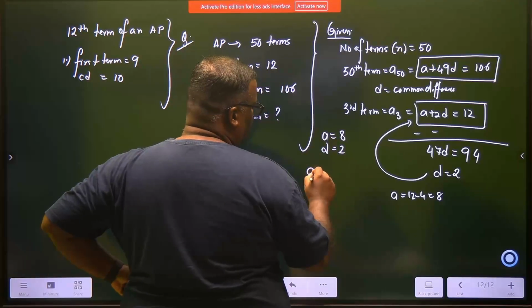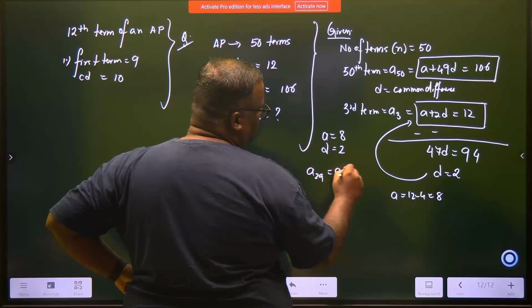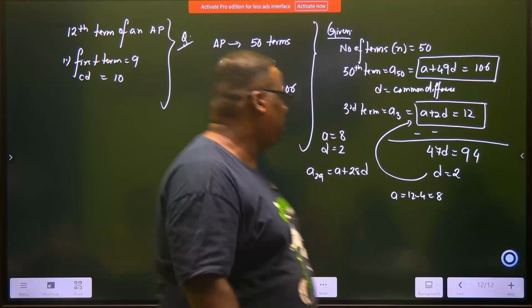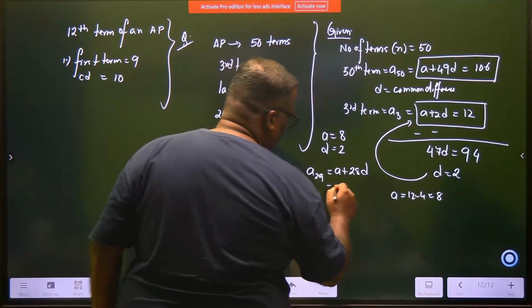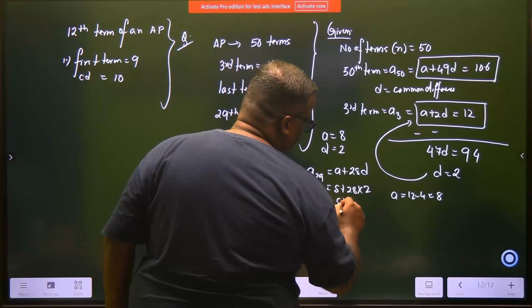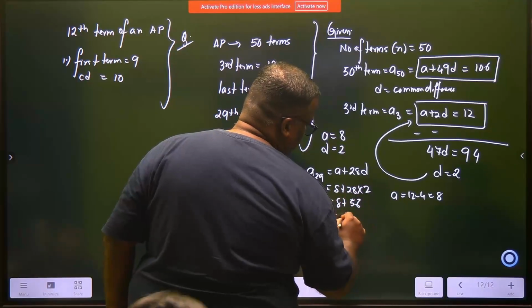You have to find A29, which is equal to A plus 28D. Always one less. A plus 28D. What is the value of A, beta? 8. 8 plus 28 into 2. So 8 plus 46. That is 64.